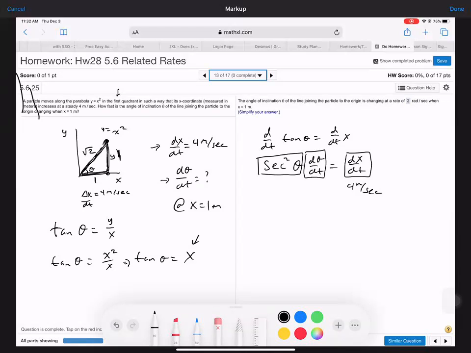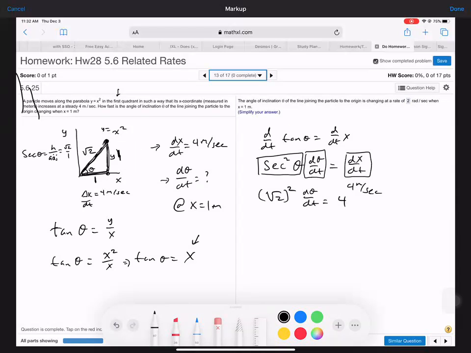How did I do that? Again, I have x is 1. What's the y value when x is 1? 1 squared is 1. That's why I said this is 1. If I want, I can use the Pythagorean theorem, or just remember this is a 1, 1, square root of 2 triangle. So looking at this triangle now, what is the secant? The secant is hypotenuse over adjacent. In this case, it's hypotenuse, which is square root of 2, over 1, which is just square root of 2. So square root of 2 squared times d theta over dt is equal to 4.